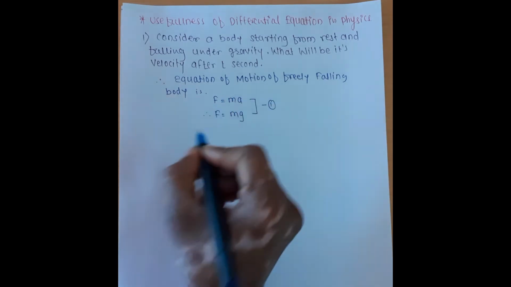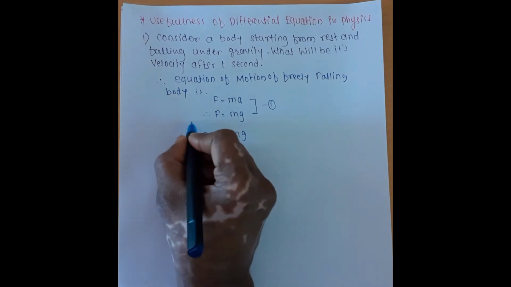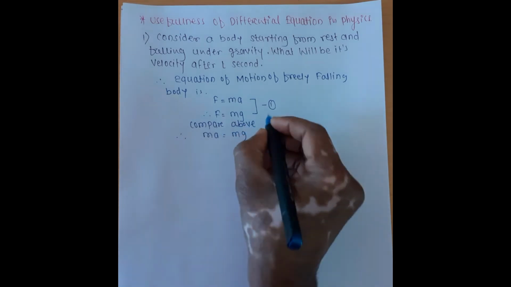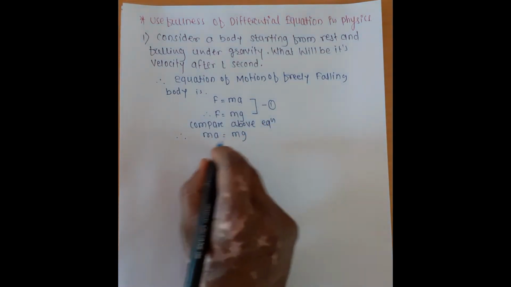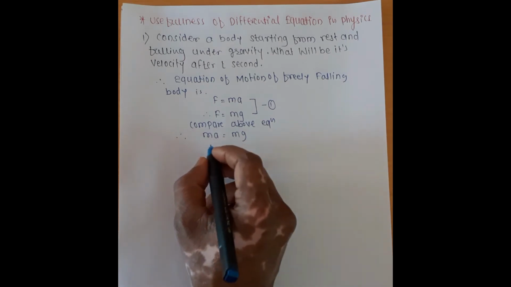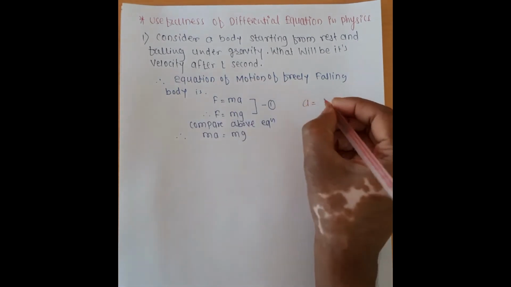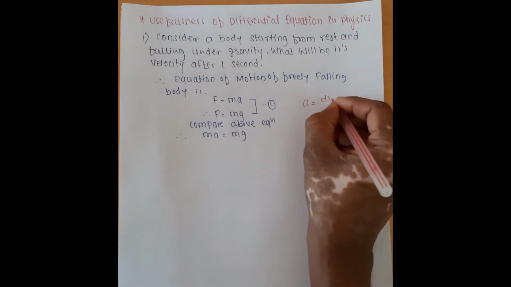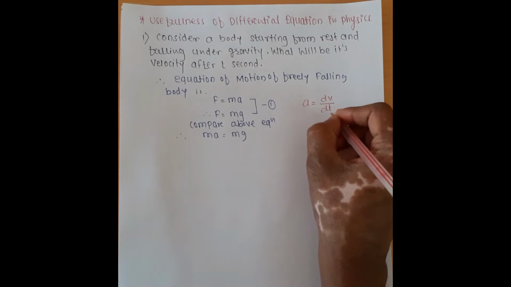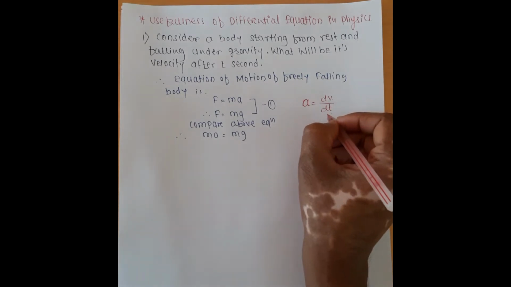Okay. So now compare these equations, then what do we get? That will be ma equals mg. Then what does a stand for? A stands for acceleration, and acceleration means what? That is dv by dt, because the rate of change of velocity with respect to time is acceleration. So here we get a equals dv by dt.